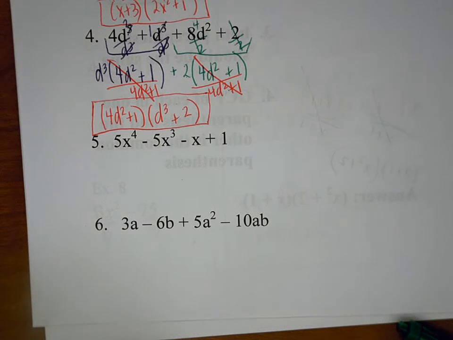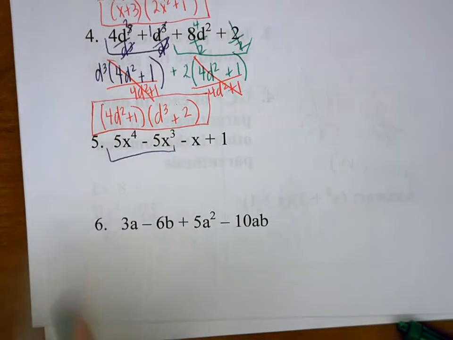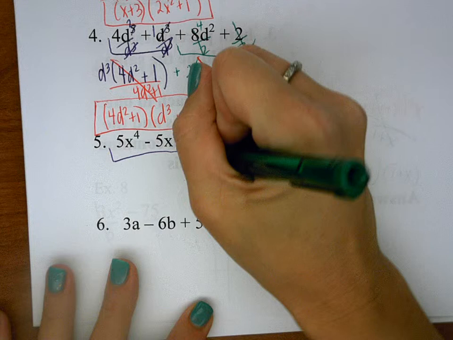Okay, example 5. I was going to have you try it on your own, but it's a little bit more tricky, so let's go ahead and do it together. Okay. Is there a GCF for the whole problem? No, but we can group it. Good. So we're going to group it because there's 4 terms. So we are factoring by grouping.